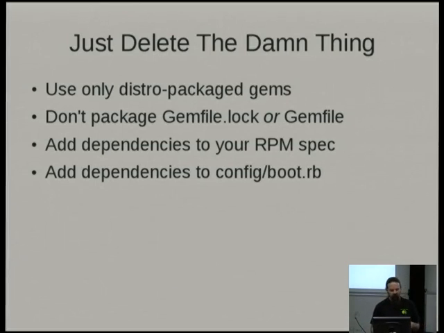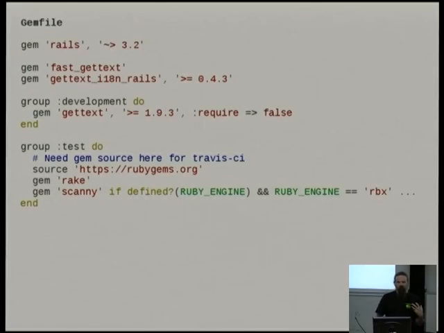And I've also had to make a little change to one of the files in my Rails app, config boot.rb, which runs early on when your app starts up. So my gem file now looks like this. I need Rails, that little squiggly greater than thing means I need Rails greater than 3.2 but less than 4, so that's a nice broad range to work with. I need any version of fast getText and something better than 0.43 of getText internationalization Rails.